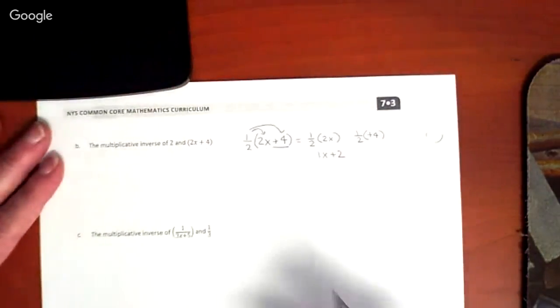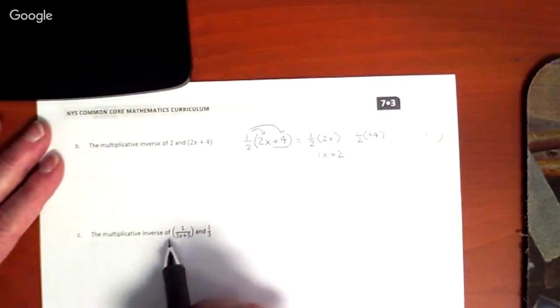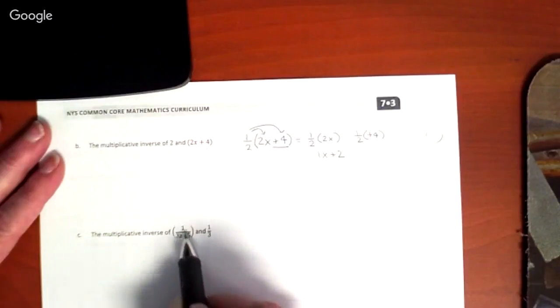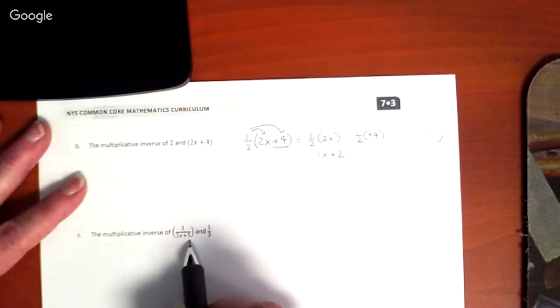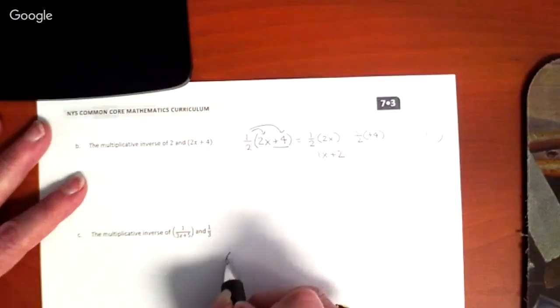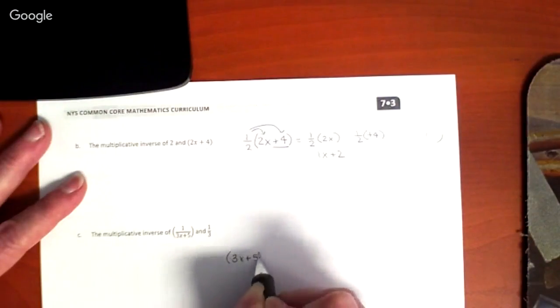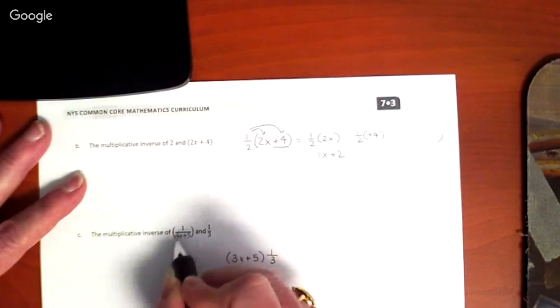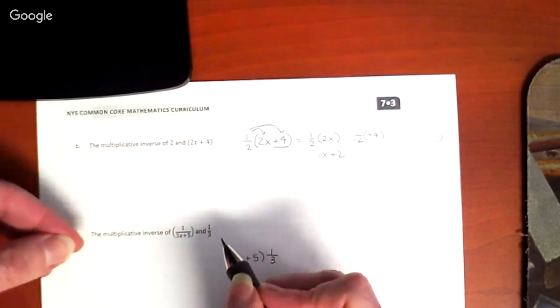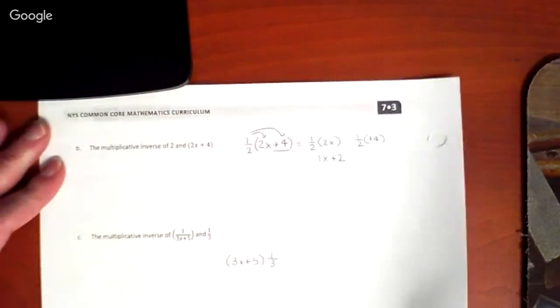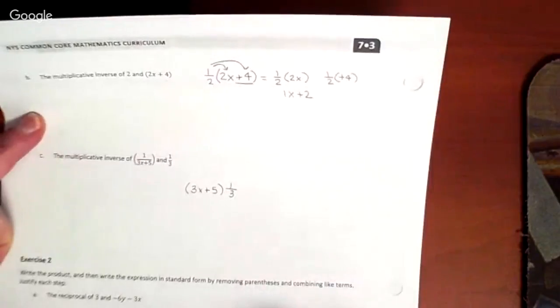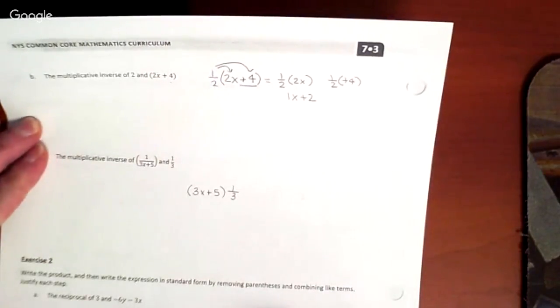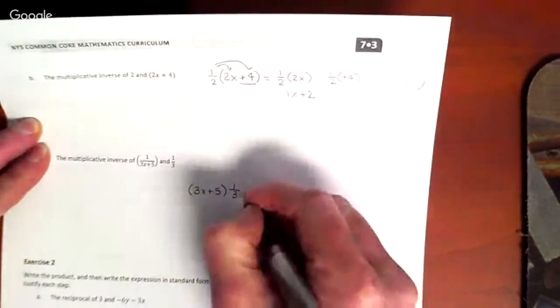Now we have the multiplicative inverse of 3x plus 5, 1 over the 3x plus 5, which in this case would be 3x plus 5 and 1/3. Don't let that scare you. It's just the reciprocal. We're just going to flip it over. That's all we're going to do. All right, so please don't be afraid of that. So now we're just going to multiply it.